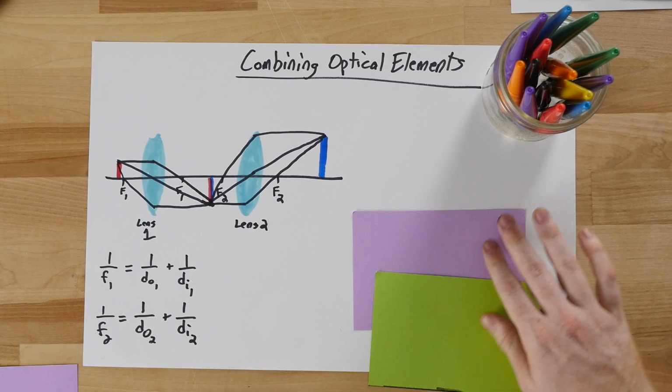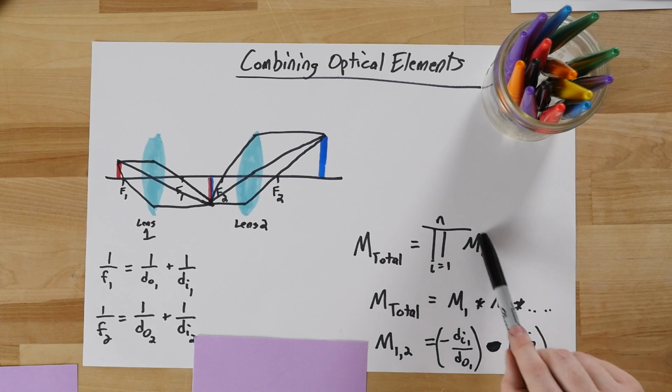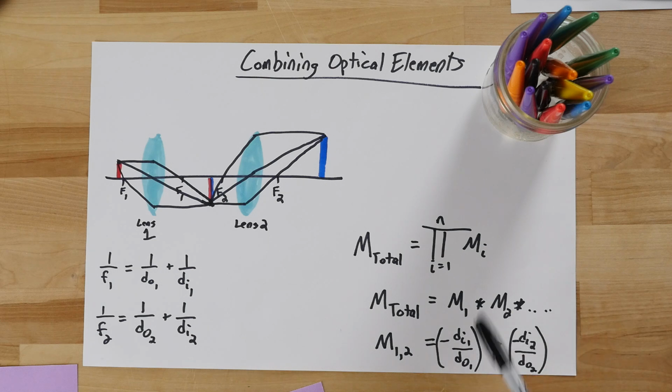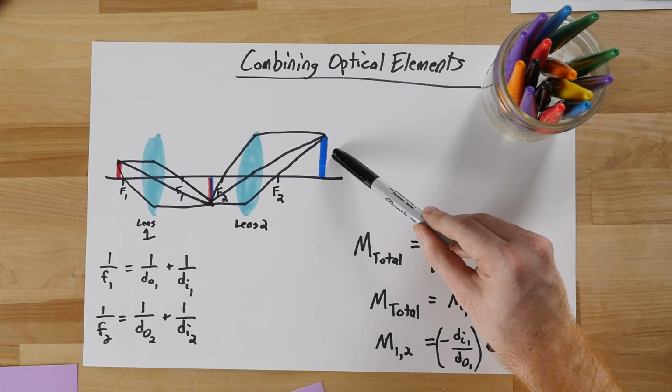Now the magnification for a series of optical elements is just the product of each individual magnification. So I can just multiply M1, M2, M3 all the way down. So in this case, I take the magnification from lens 1 and multiply it by the magnification of lens 2. Here you see the negative signs canceled, which is why we started with an upright image and ended up with another upright image.